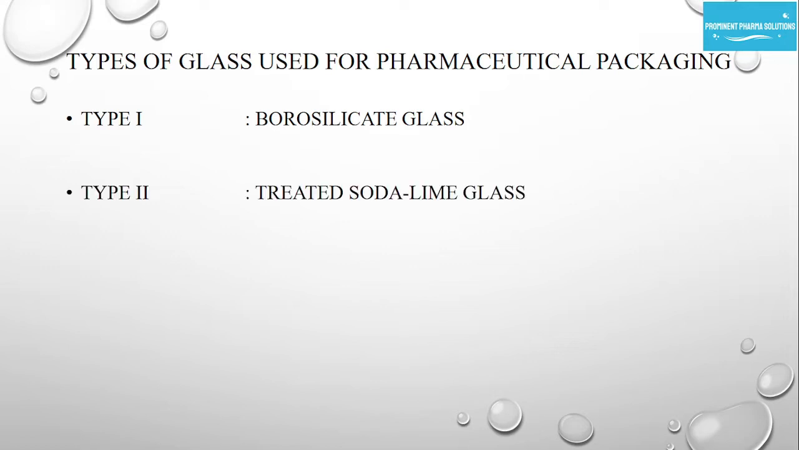Type 2 treated soda lime glass is fairly resistant to attack by water for a period of time. Sulfur treatment neutralizes the alkaline oxide on the surface, thereby rendering the glass more chemically resistant. It has a high hydrolytic resistance. Type 2 treated soda lime glass is used for alkali sensitive products, infusion fluid, blood and plasma, and large volume containers.